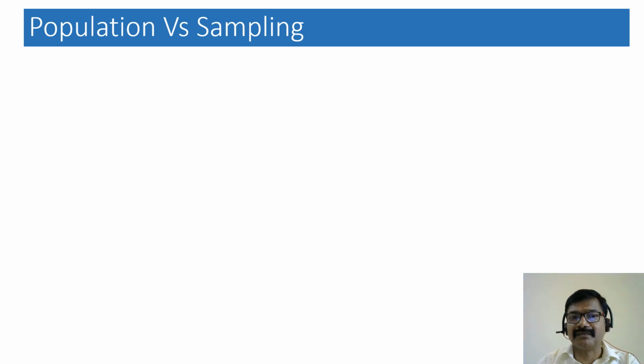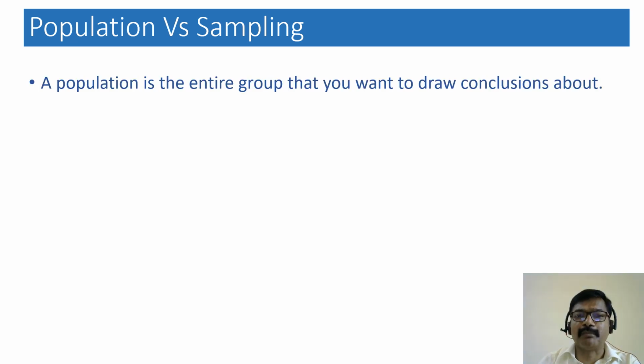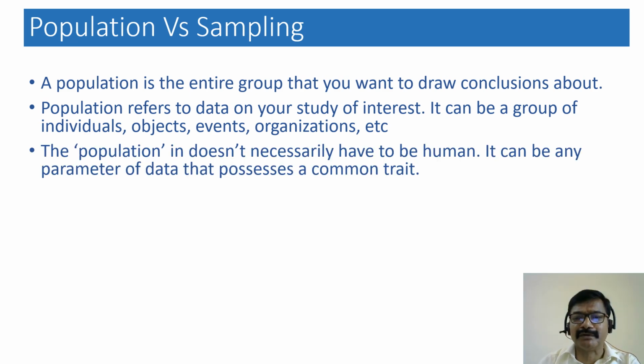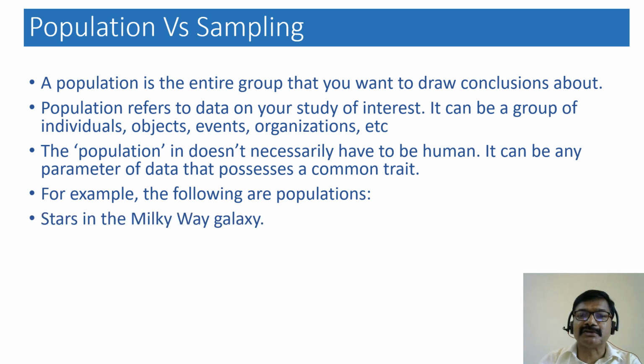Now first question, what is a population? Population is an entire group for which you want to draw the conclusion. That group can be an individual, object, event, organization, etc. It can be anything. Generally whenever we use the word population, we think it is related to human beings, but it can be any parameter of a common process or an individual object, event, organization.